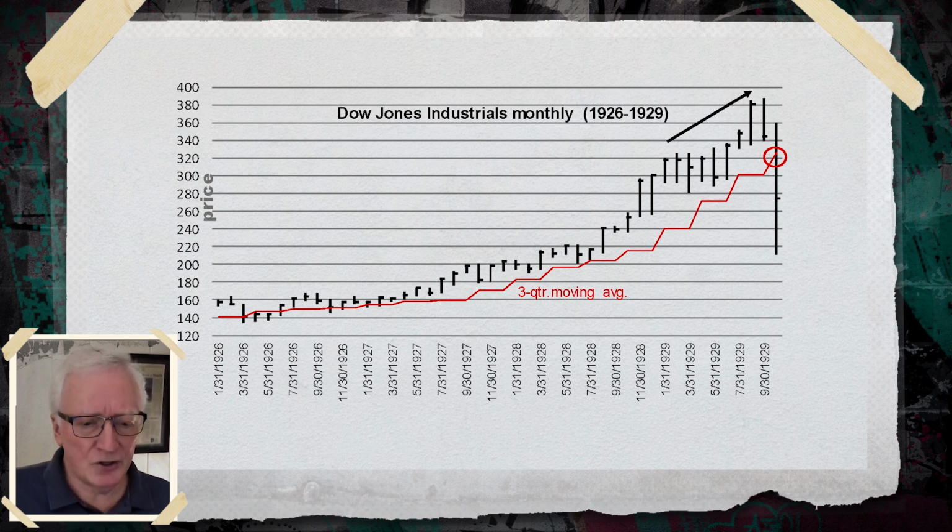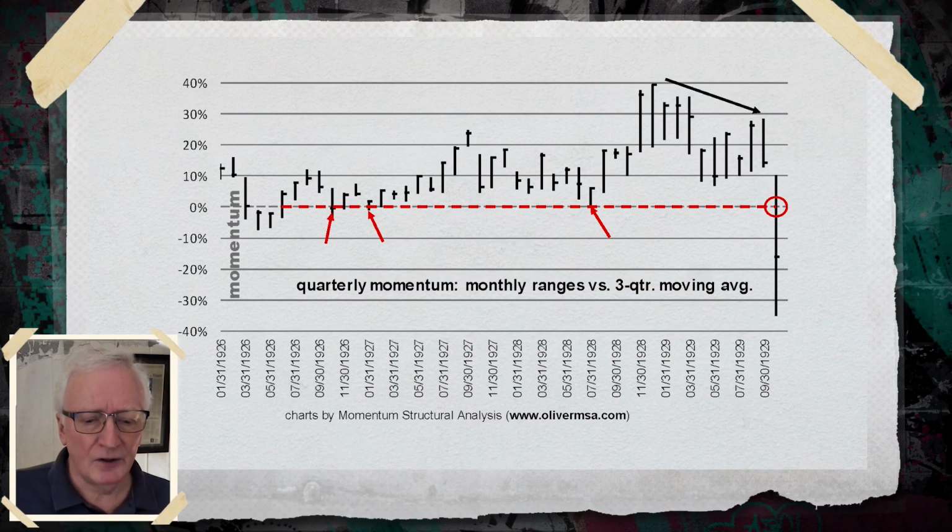Okay, let's now shift down to the momentum chart below. And let me explain how these are plotted. First off, the zero line you see on this momentum chart is the three-quarter moving average. And each of the bars is the monthly price action of the Dow in relation to that zero line, the three-quarter average. In other words, if the month was above the zero line, then the momentum chart would show the bar above the zero line, above the three-quarter average.